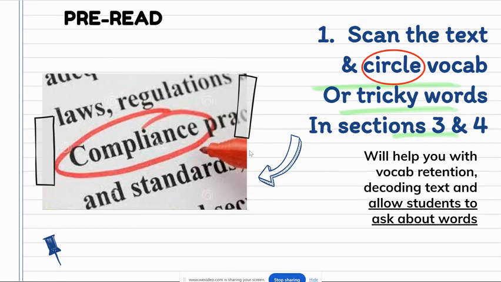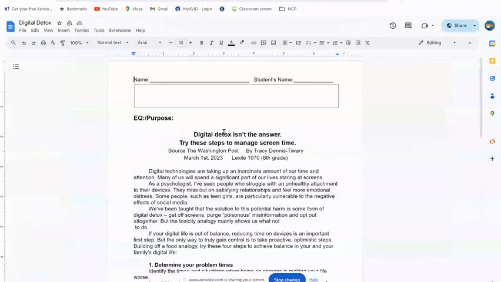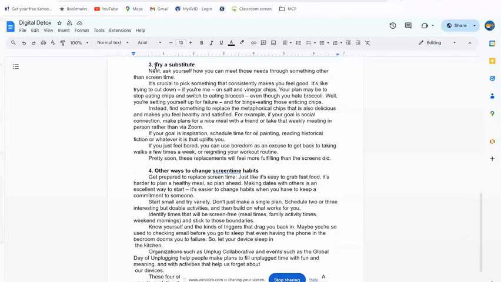So the article we had, and I'm just going to click out of it for 2 seconds, is that digital detox article. But you want to skip down to sections 3 and 4. So section 3 is called Try a Substitute, and 4 is Other Ways to Change Screen Time Habits.